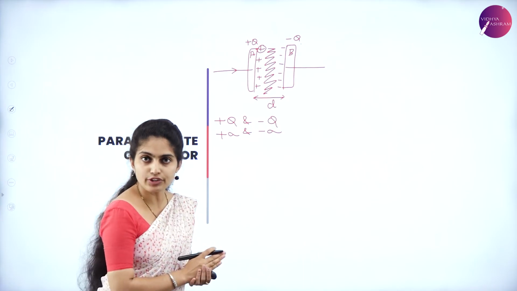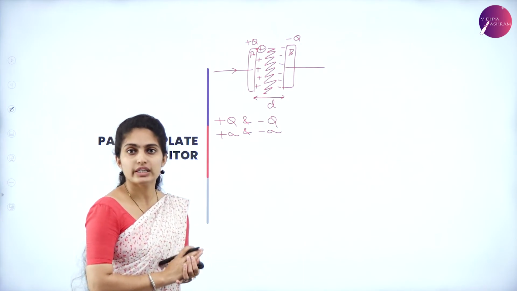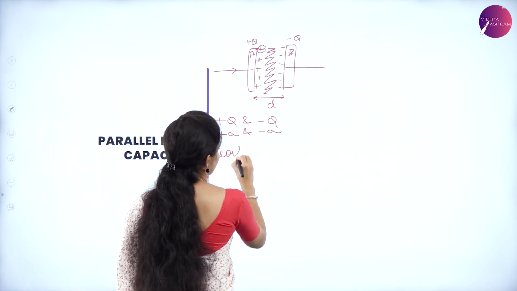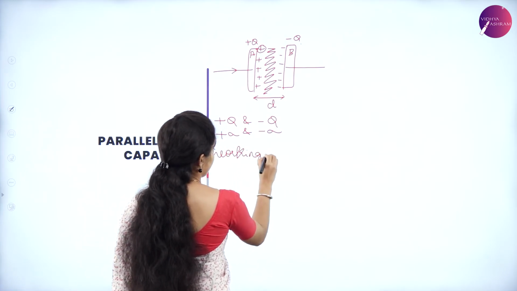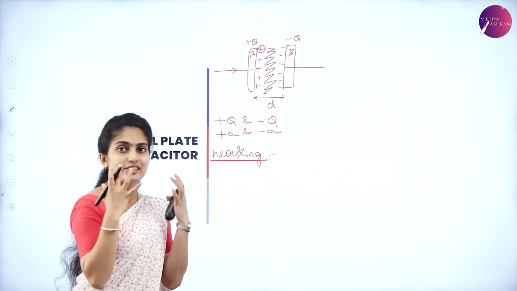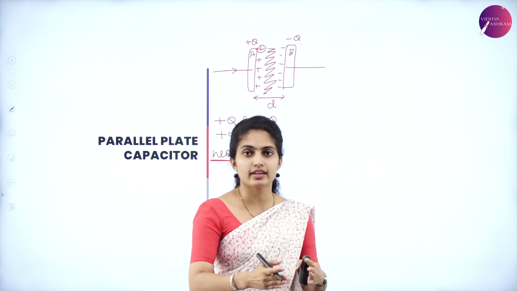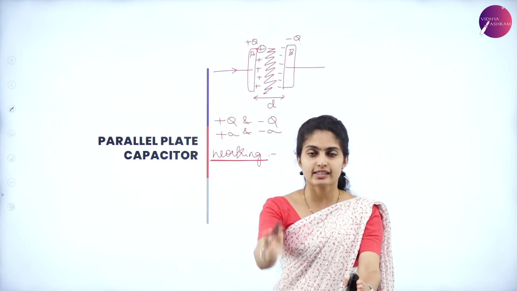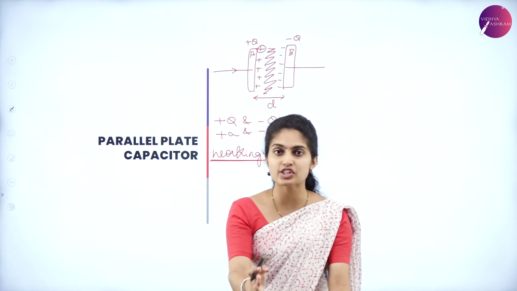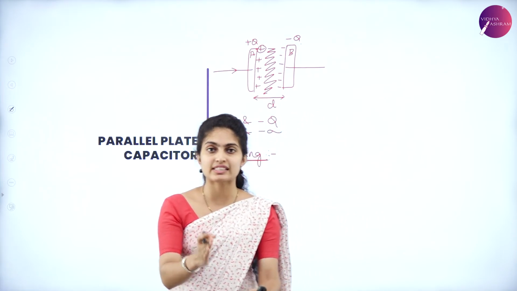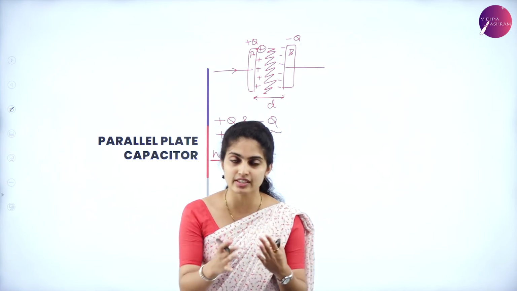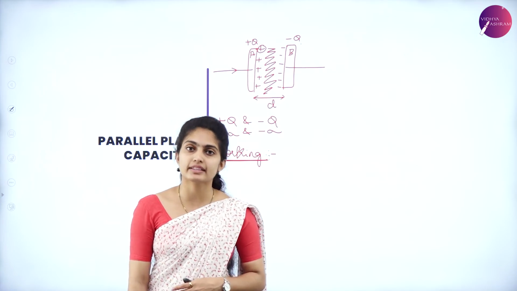Okay. So now here we are talking about working. So how does it work? When we talk about working, we just have the picture in our mind that there are two plates, plate A and plate B. Plate A has positive charges and its surface charge density is plus sigma. Plate B has negative charges and its surface charge density is minus sigma.